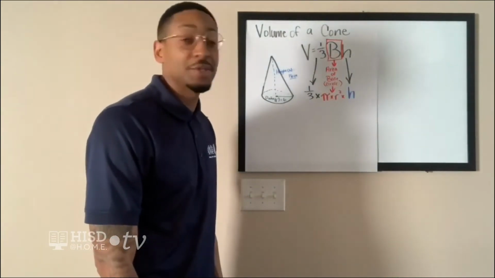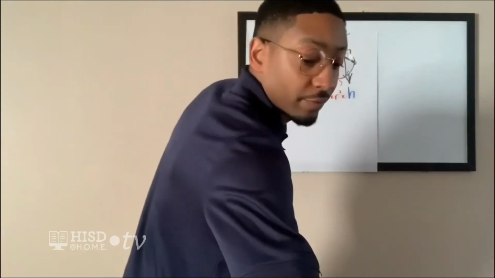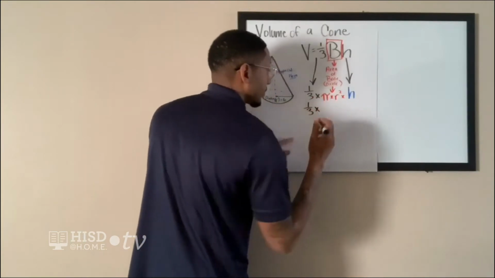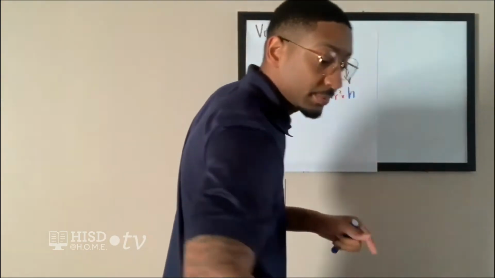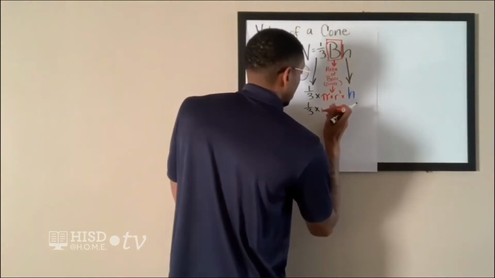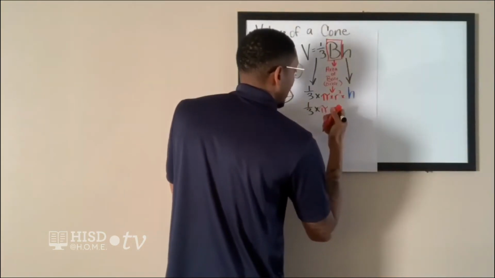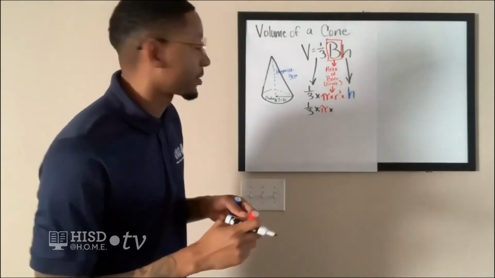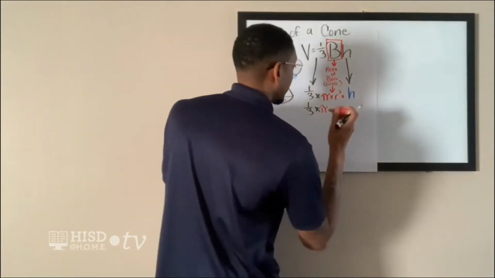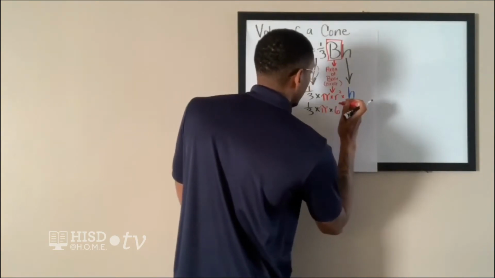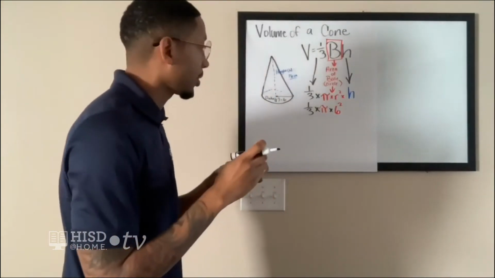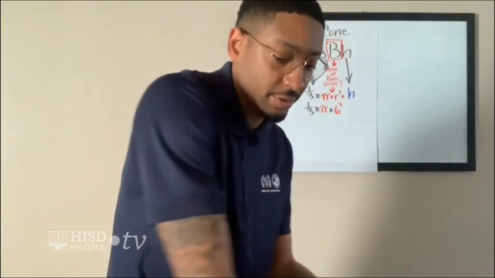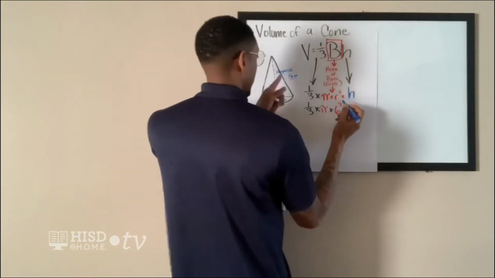So now we just input our numbers where they go. So we're gonna multiply 1/3 times pi times, what was the radius again? That's right, 6. I'm gonna do it in red. Square. Oh, it should have been green, but oh well. Then times the height, which is 16.